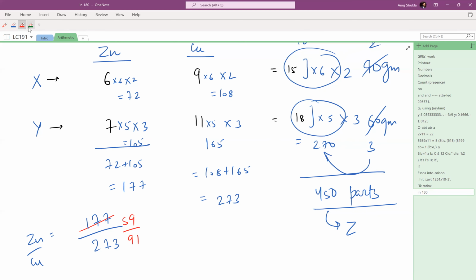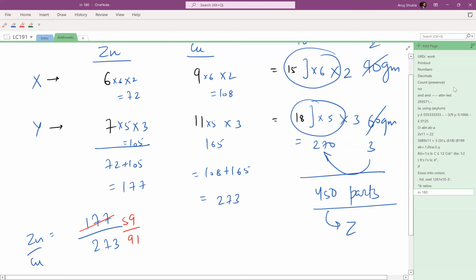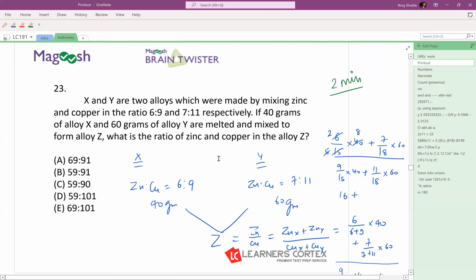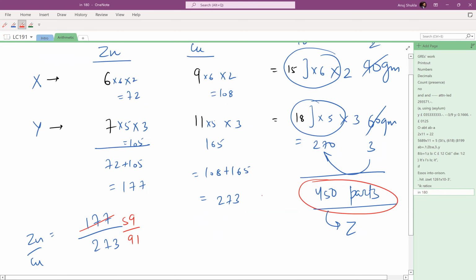The special part here is you have these alloy Z. Now they are asking about zinc and copper. And where are they asking? They are asking in alloy Z. Yes or no? These ratios, the answer which is given, it is in alloy Z. And alloy Z is 450 parts. From the solution you have got, it is 450 parts. How? I have written 450 parts.